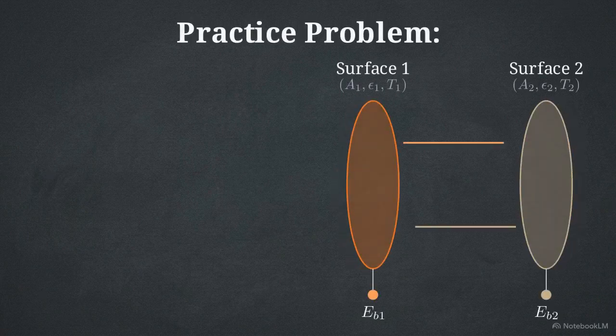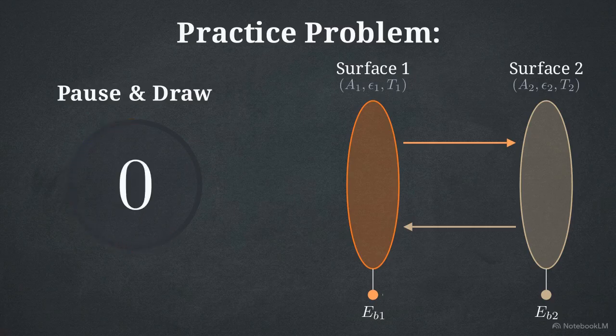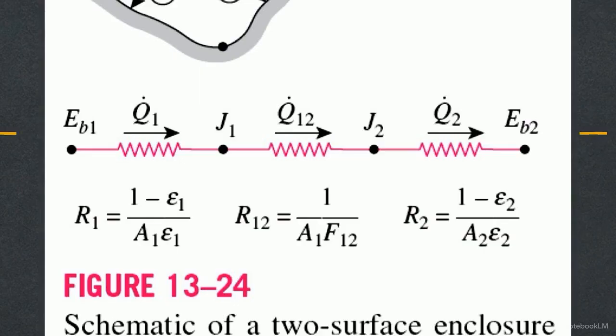Let's put this into practice. Grab a piece of paper and pause the video. Try to draw the electrical circuit linking two facing parallel disks, starting from surface 1's emissive power and ending at surface 2's emissive power. In figure 13-24, three resistors link node EB1 to EB2. Heat travels through disk 1's surface resistance, crosses the space resistance, and pushes through disk 2's surface resistance. We calculate total heat transfer by adding all three values to form one unified denominator.